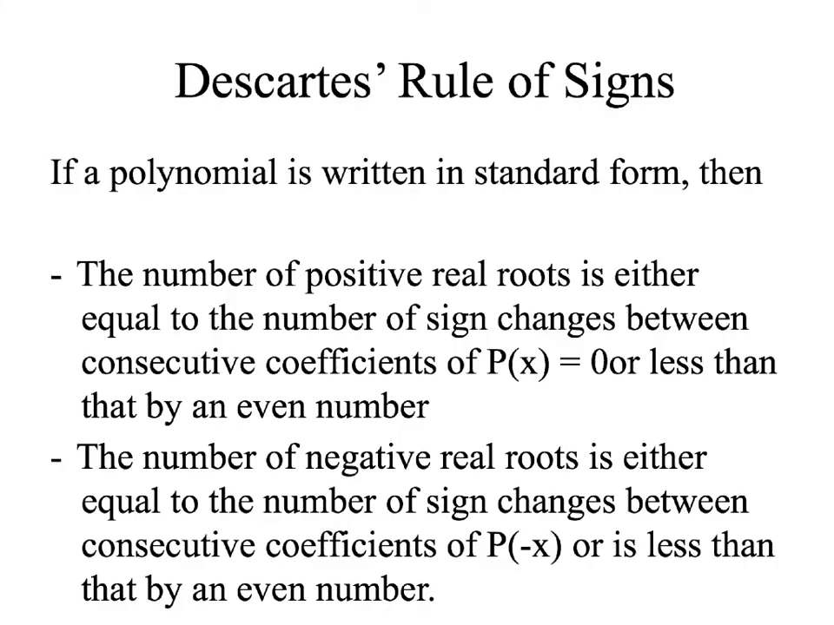All right, so the next thing that we have is Descartes' rule of signs. If a polynomial is written in standard form, then the number of positive real roots is either equal to the number of sign changes between consecutive coefficients of p of x equals 0, or less than that by an even number, and the number of negative real roots is either equal to the number of sign changes between consecutive coefficients of p of negative x, or less than that by an even number.